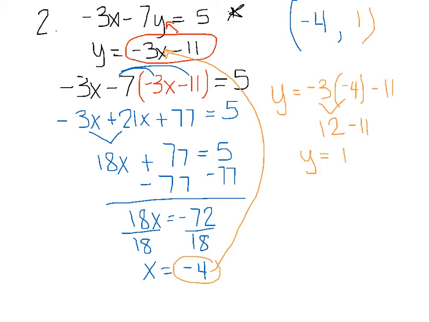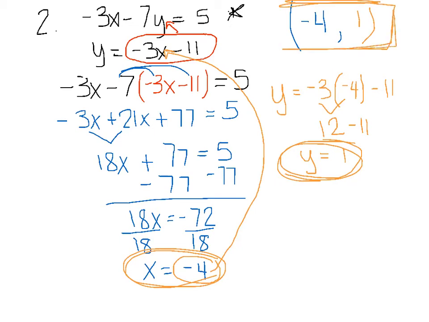So you see I have two answers. I have a y answer and I have an x answer, and those two go together to get my ordered pair, which is the solution, the place where the two lines will cross.